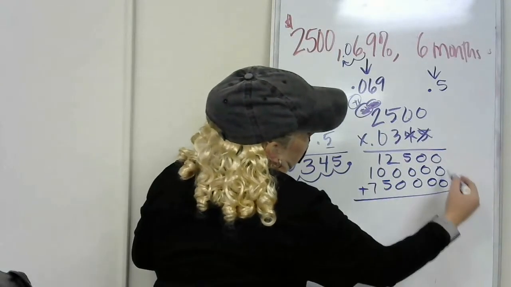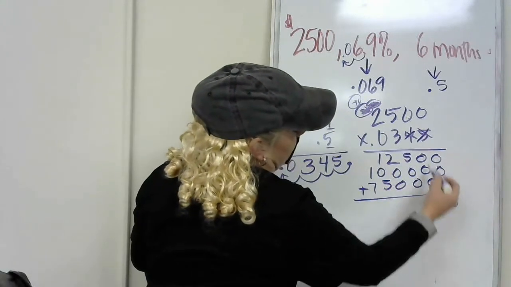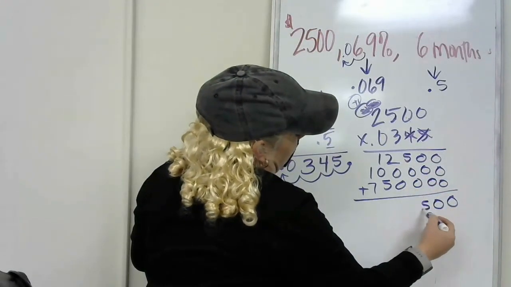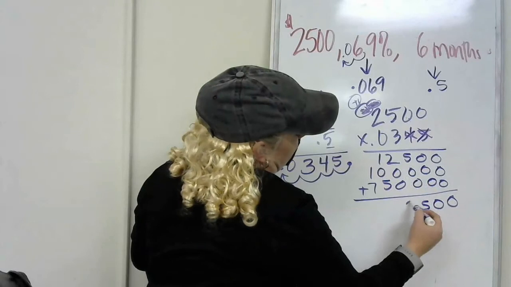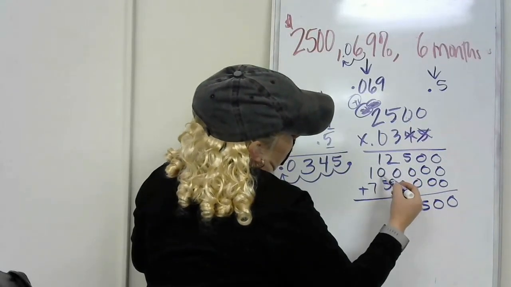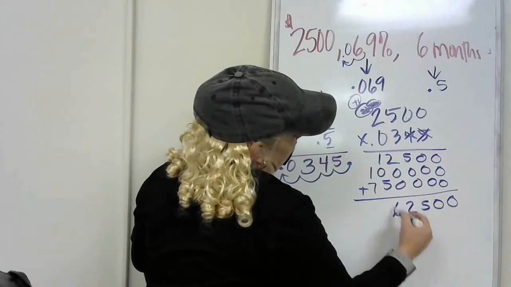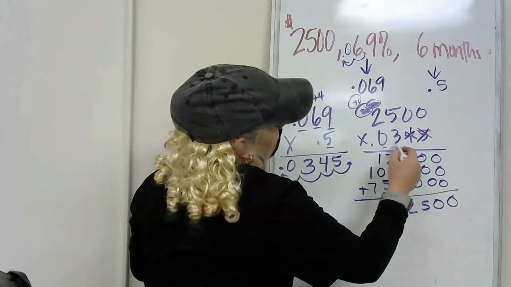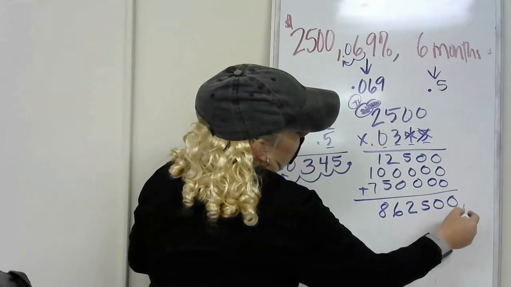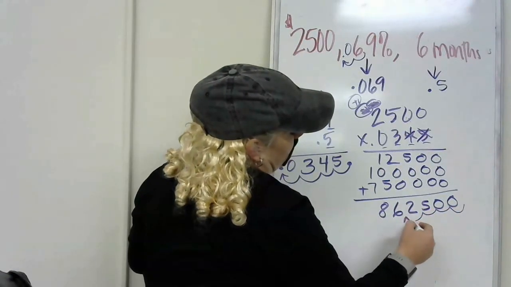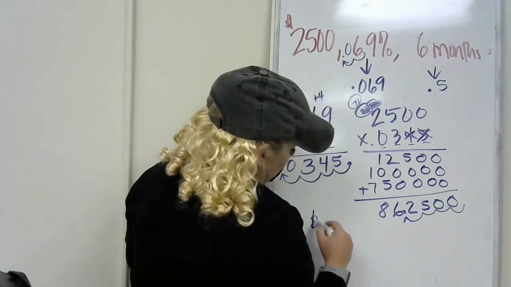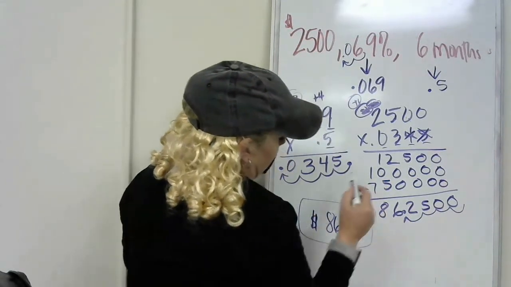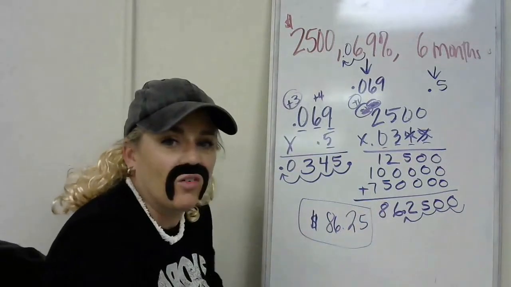All right, now we're going to add this up. 0 plus 0 plus 0 is 0. 5 plus 0 plus 0 is 5. 2 plus 0 plus 0 is 2. 1 plus 0 is 1. Plus 5 is 6. And 1 plus 7 is 8. All right, now let's count how many decimal places we have. We have 1, 2, 3, 4. Boom. 1, 2, 3, 4. Here we go. $86.25. That's way easy.